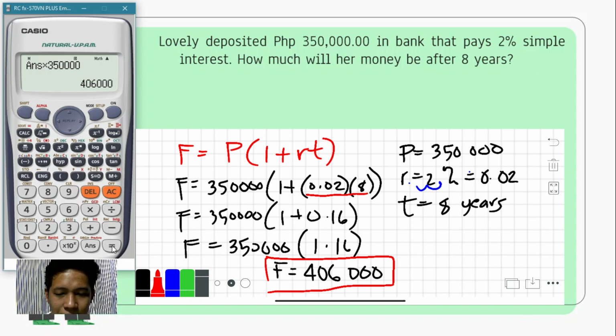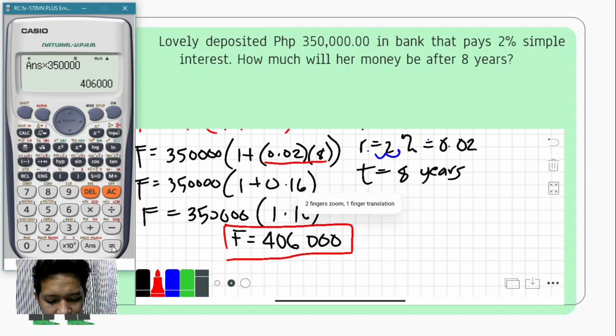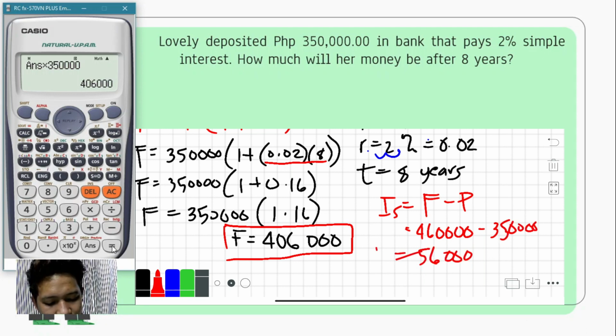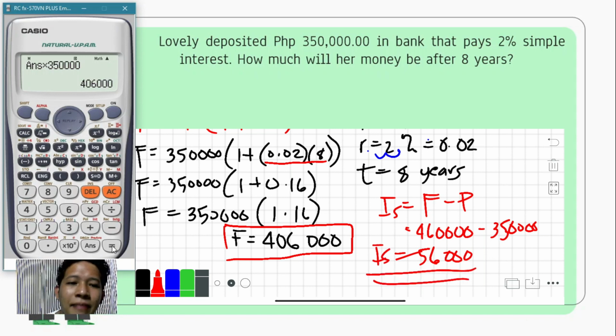Okay po? So now, balik na rin naman natin yung tanong. Magkano naman yung interest na nakuha niya? Okay? So if the maturity value is 406,000, para makuha natin yung ating interest, ang gagawin lang natin is simple interest is equal to maturity value minus the principal, of course. So that would be 406,000 minus 350,000, and that will yield 56,000 pesos. So yung interest na nakuha niya after 8 years is 56,000 pesos. That is why our maturity value would be 406,000 pesos. And that's how we solve simple interest.